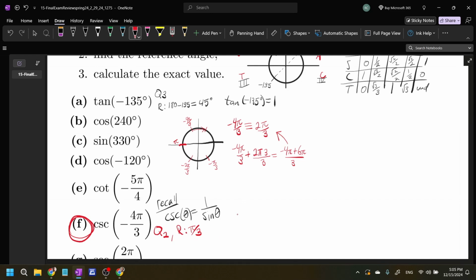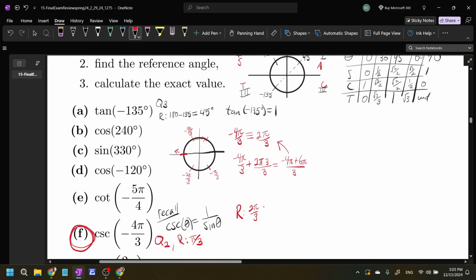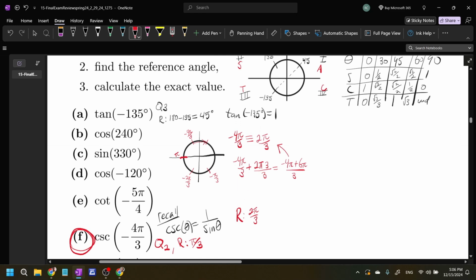Okay, if that wasn't obvious, remember to find our reference angle, we just take the angle that we're given. Because it's in quadrant 2, we're going to subtract this from 180. So let me rewrite this. A reference angle, 180, or pi in this case. We're going to do pi minus 2 pi over 3, because 2 pi over 3 is our angle. We need to put this over 3 times 3. So 3 pi minus 2 pi gives us pi over 3. So our reference angle is pi over 3.